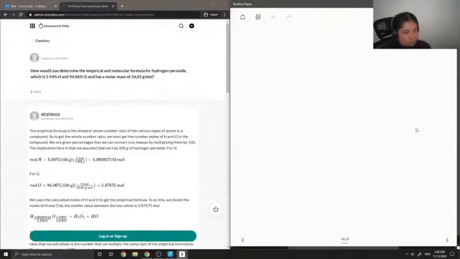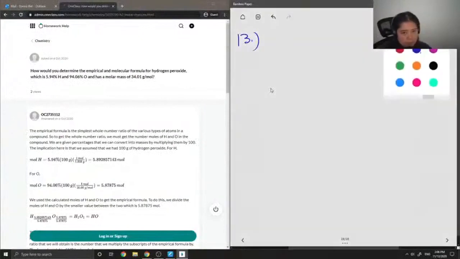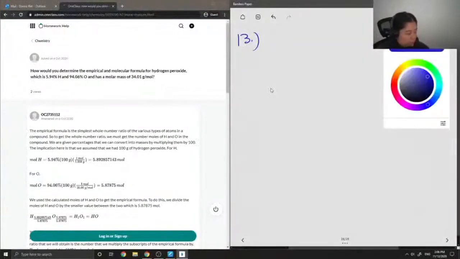Okay, so now let's move on to question number 13. How would you determine the empirical and molecular formula for hydrogen peroxide, which is 5.94% hydrogen and 94.06% oxygen, and it also has a molar mass of 34.01 grams per mole? Okay, so this is a multi-step question.